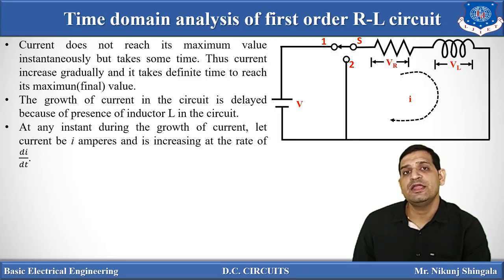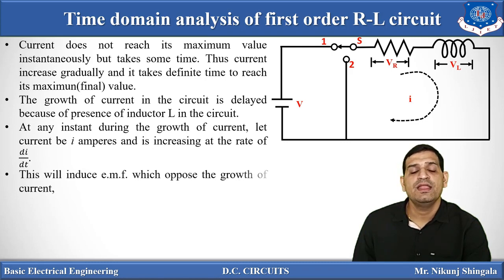Now suppose at any instant during the growth of the current, we define the current to be I ampere, and it is increasing at a rate of di by dt. Then this will produce an EMF in the inductor, because as current increases, the flux linking with the coil changes, and EMF gets induced according to Faraday's law of electromagnetic induction. Now this induced EMF will oppose the growth of the current according to Lenz's law, because growth of the current is the cause of production of EMF in this case. So that's why the current will not increase rapidly, but will increase gradually.